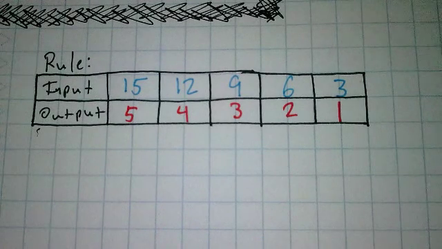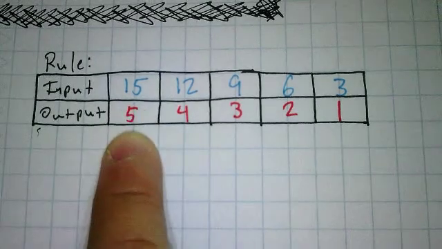What else could it be, Sebastian? Divide by 3. He says divided by 3. 15 divided by 3 is 5, yes?